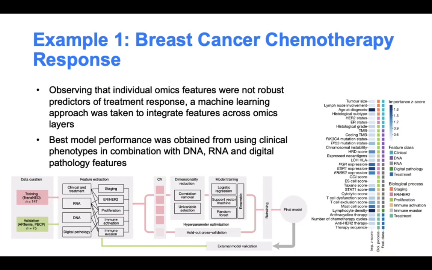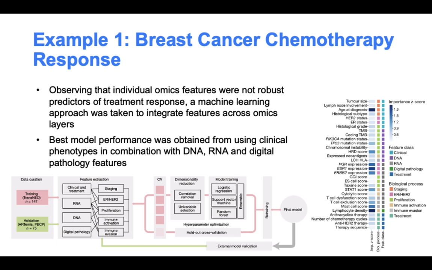So in their initial exploration of those individual omics features, they found that individually they were not robust predictors of treatment response. And so this prompted the approach of integrating the features across different omics layers to try and build a better prediction model. And what they found was that the best performance was obtained from combining all of those omics features, so the DNA, RNA, in addition to those digital pathology features, and that this led to the best prediction of chemotherapy response.